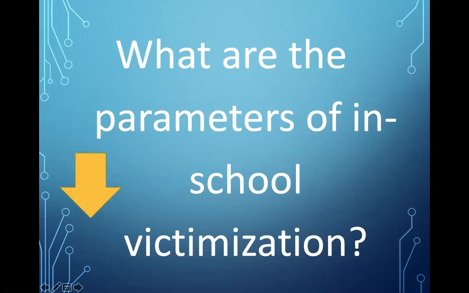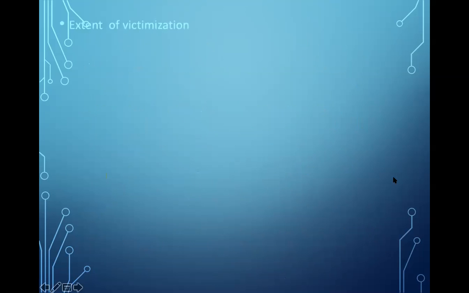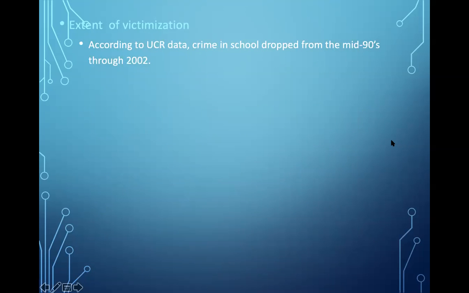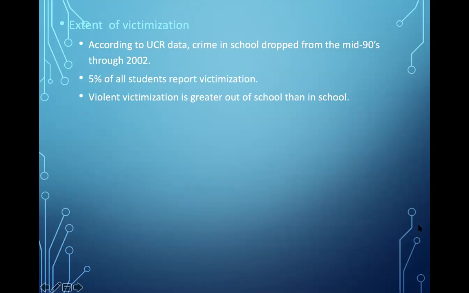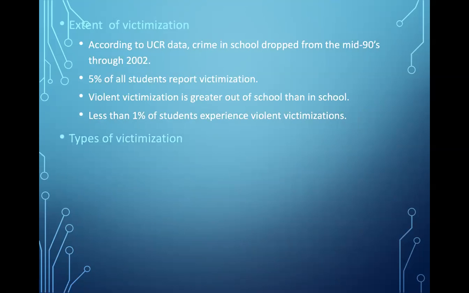What are the parameters of in-school victimization? According to the Uniform Crime data, crime in school dropped from the mid-1990s through 2002. 5% of all students report victimization. Violent victimization is greater out of school than in school. Less than 1% of students experience violent victimizations.